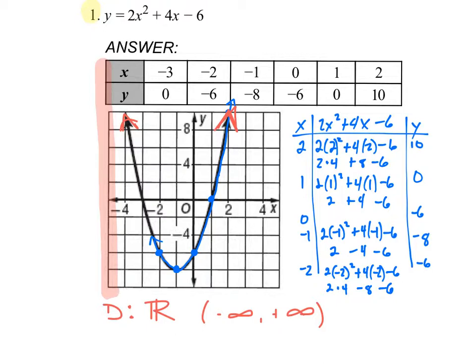Okay. So if domain is the list of all the x values, then the range is all the y values. All right, so let's talk about the range. What's the range on this one? What do you got, Jake?